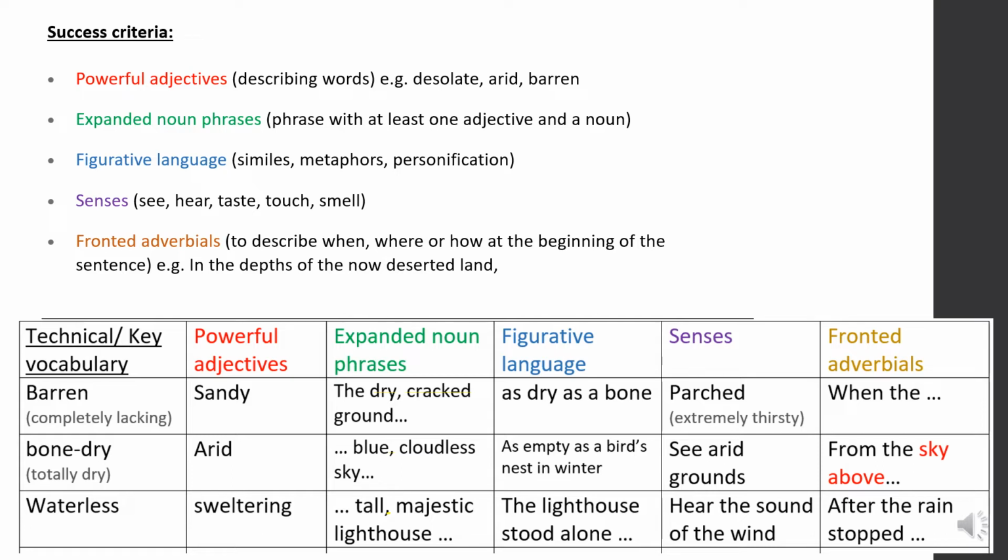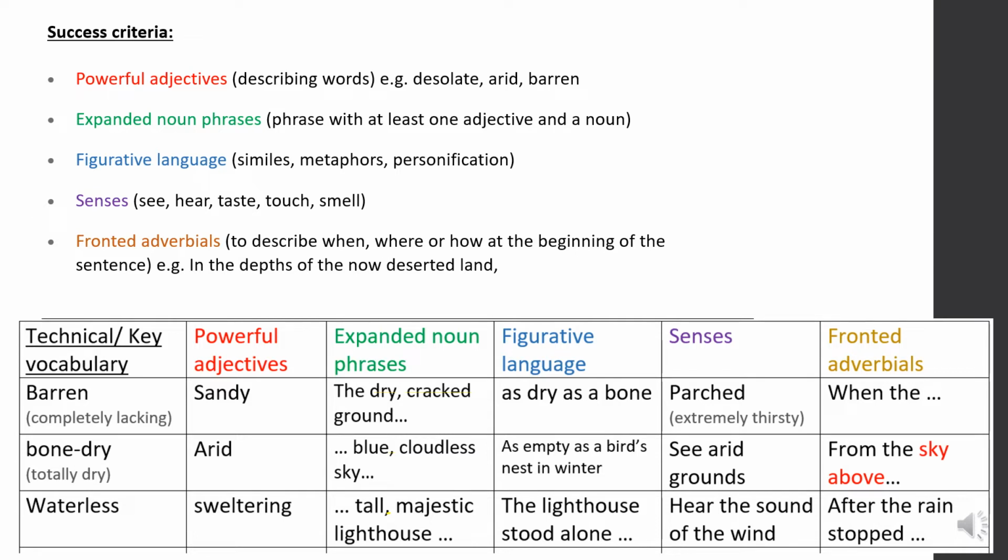Remember, when you have more than one adjective, you must always remember your comma to separate the two adjectives. If you have a look at the other examples, we have two adjectives and we have a comma to separate the two adjectives. So here we're separating blue and cloudless, and here we're separating tall and majestic.